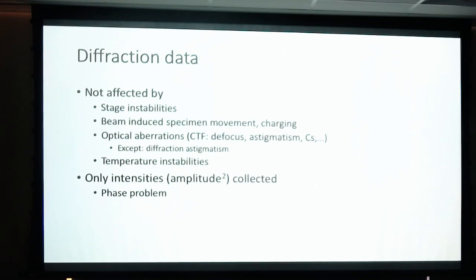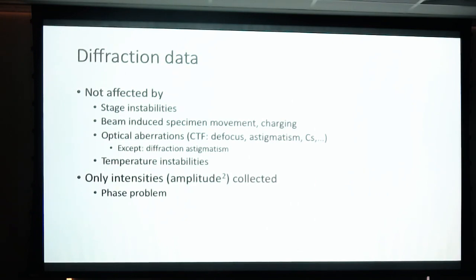So one advantage of collecting diffraction data instead of regular real space images is that it's not affected by a lot of the problems that EM has suffered from all of these years. So it's not affected by stage instabilities or drift. Because you're only collecting a diffraction pattern and you're not collecting the phases, if the sample moves a little bit, the diffraction pattern doesn't change at all. The phases of it will, but you're not collecting the phases, so it doesn't matter. And the intensities will stay the same. So any of the problems that we suffer from, beam-induced specimen movement or charging, unless the charging was really horrible, because of that, you're not suffering from that at all.